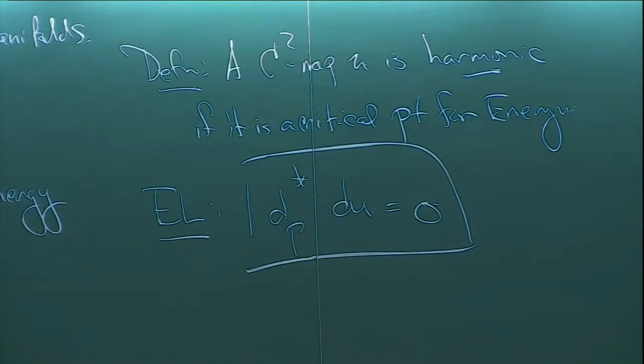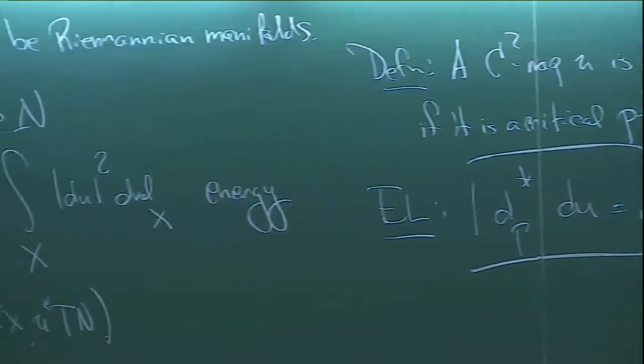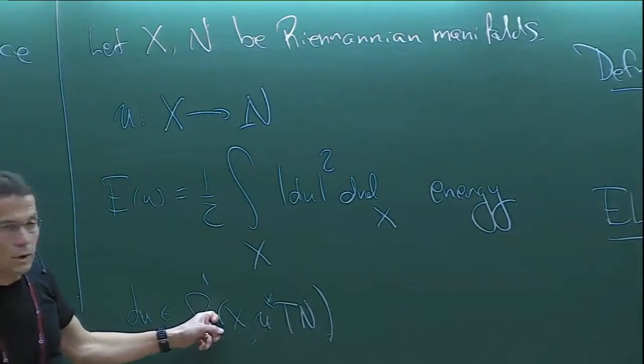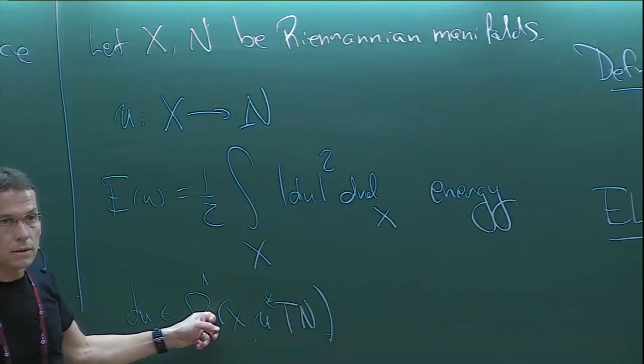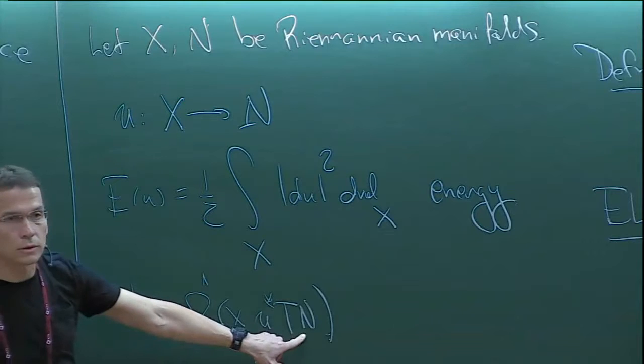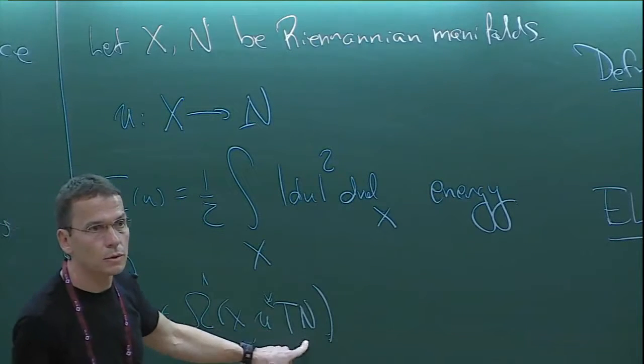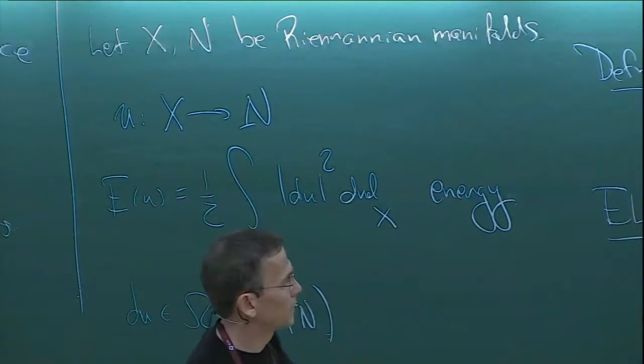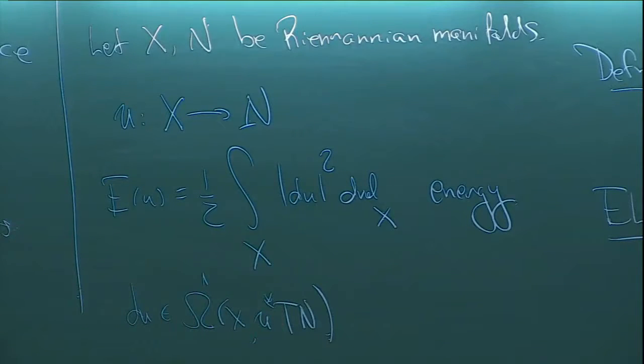So what is gamma? Gamma is the Levi-Civita connection on N. As I mentioned over here, du lives in the pullback of the tangent bundle, and it's a one form, so I want to take the adjoint of the de Rham operator here, but I need a connection on this bundle to do that, and so I use the pullback of the Levi-Civita connection on N to do that. Okay, so this is invariant notation, but maybe one should see what this looks like in coordinates.